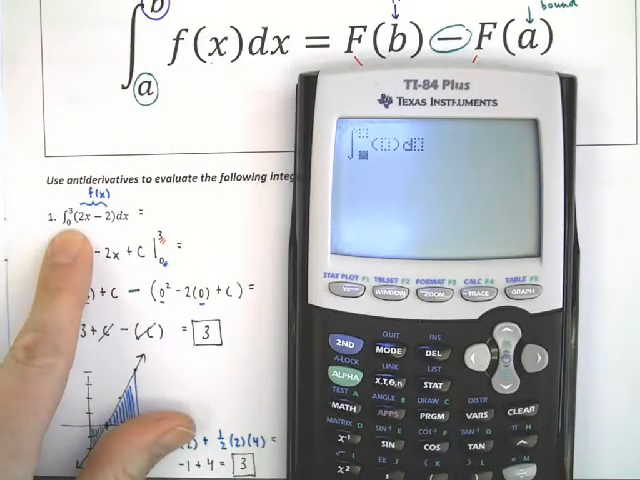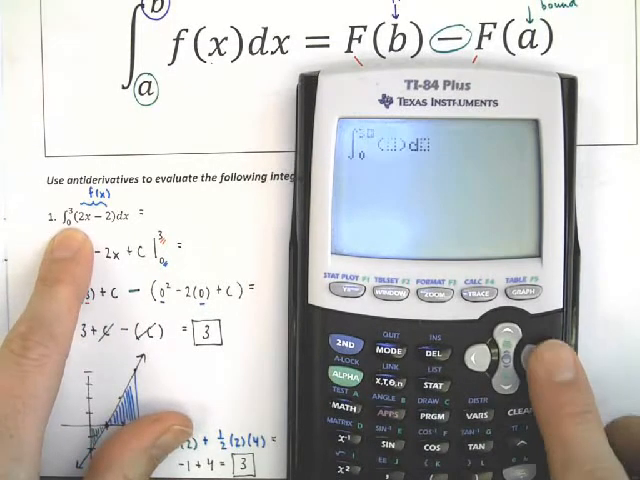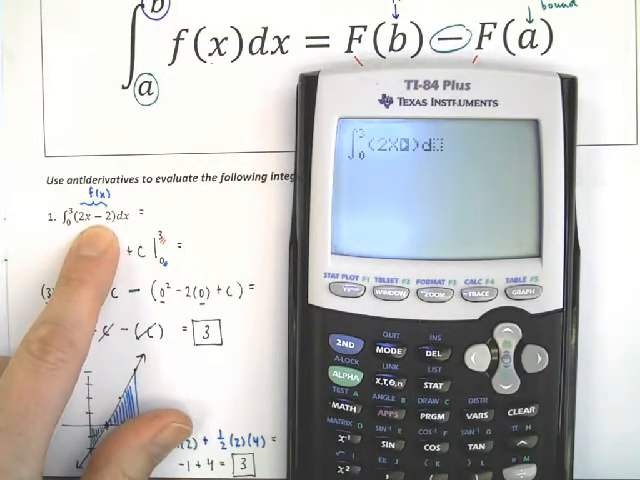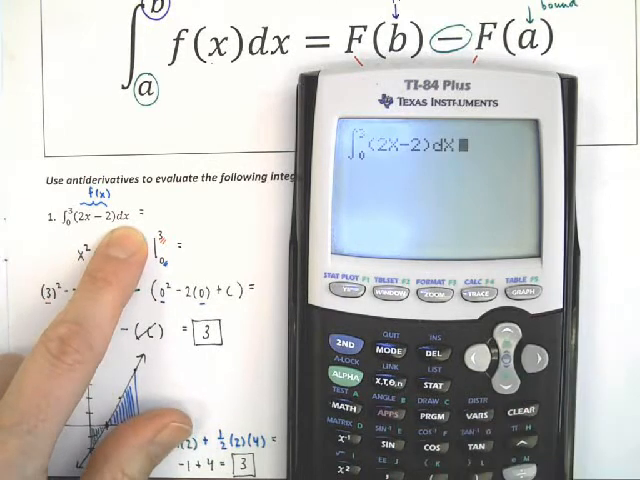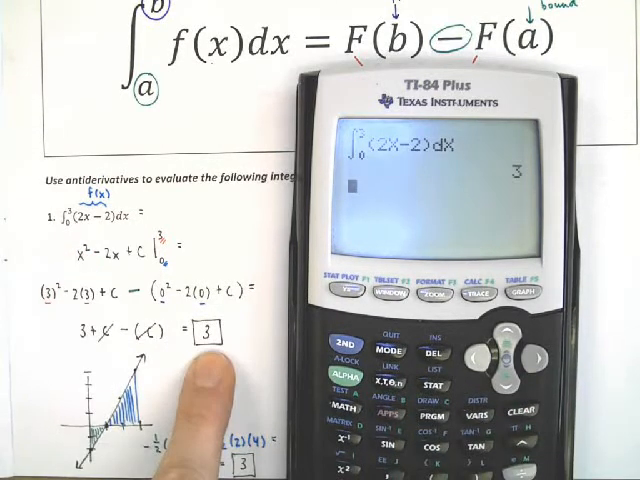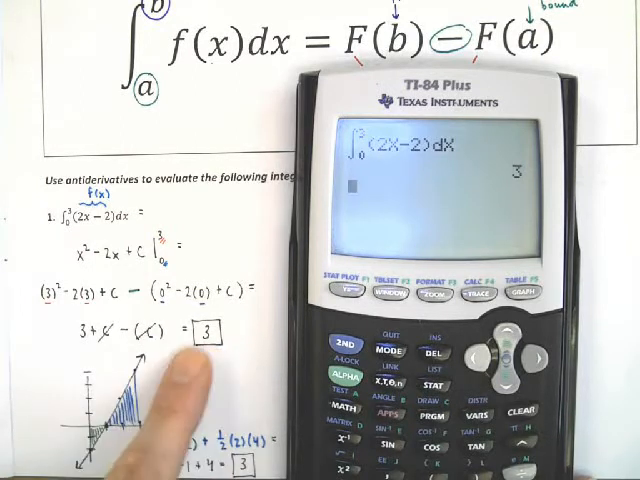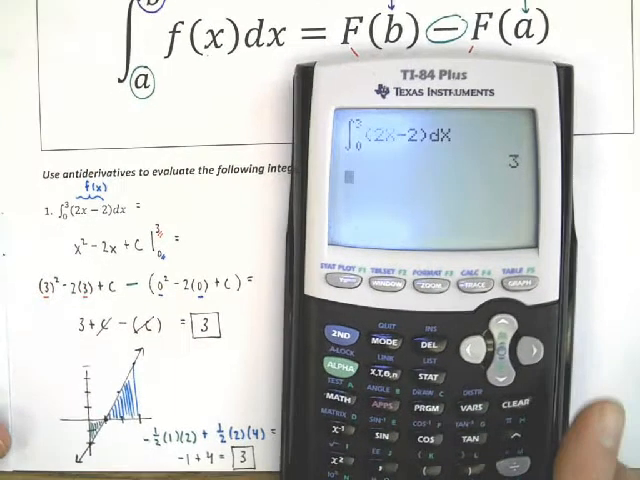And I'm just going to plug in exactly what I have here. From 0 to 3, my function is 2x minus 2, and I type in dx, hit enter, and I get a value of 3. So it's a nice way to check that your work is correct. Again, most often you will not have your calculator, but when you're doing your practice, it's nice to be able to do a quick check.